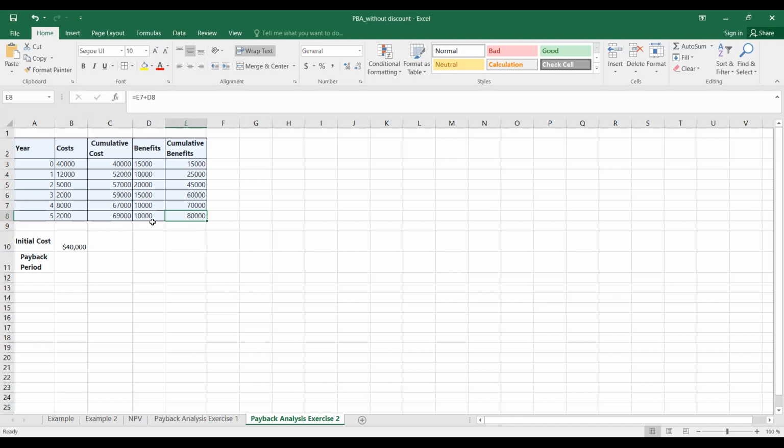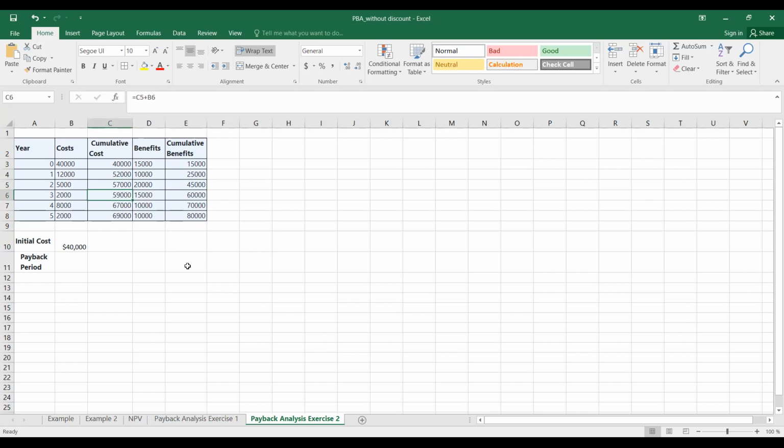Okay. Now to find the payback period, so year 0, there's a difference of $25,000. So that's not the year. Now for year 1, cost is $52,000 and your benefit is 25. Still, there's a huge difference. Again, for year 2, your cost is 57, benefit is 45. So no way it's even close. Now have a look at year 3. Your cost is 59 and the benefit is 60.